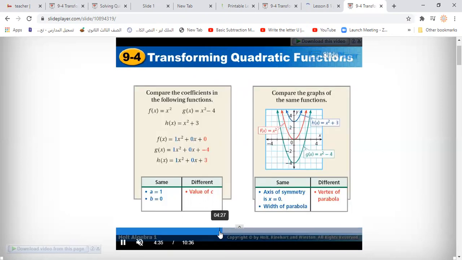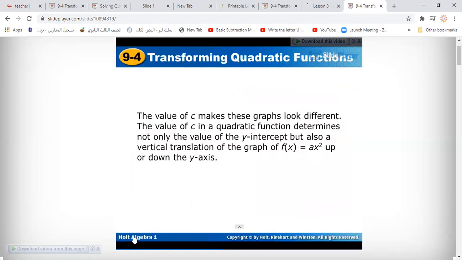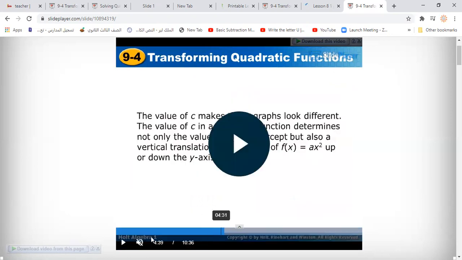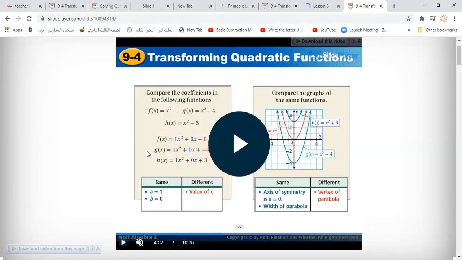Compare the coefficients of the following functions. Then it will be f of x equal x squared, g of x equal x squared minus 4, h of x equal x squared plus 3. So we can note here that the value of a in each one is the same, and the value of b equals 0. This is the first note which we have to talk about.